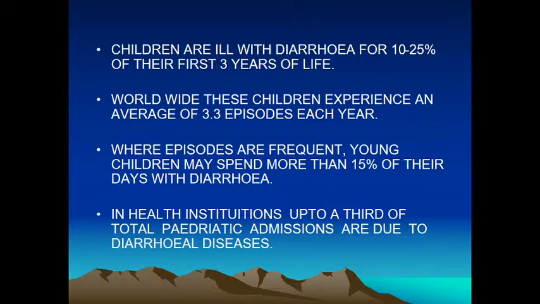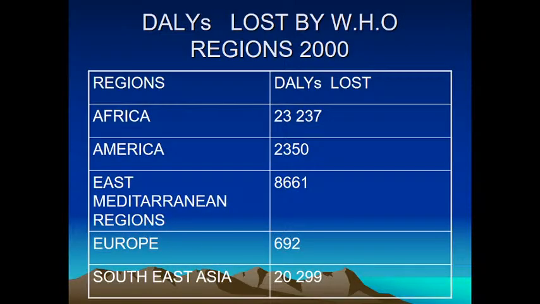Where episodes are frequent, young children may spend more than 15% of their days with diarrhea. So, especially in malnourished children, this makes a huge difference. In health institutions, up to a third of the total pediatric admissions are due to diarrhea. Diarrhea and respiratory disease, most of the admissions are due to that. So these are the DALYs, disability-adjusted life years, which you can see again are very high, 20,299 in the Southeast Asian region.